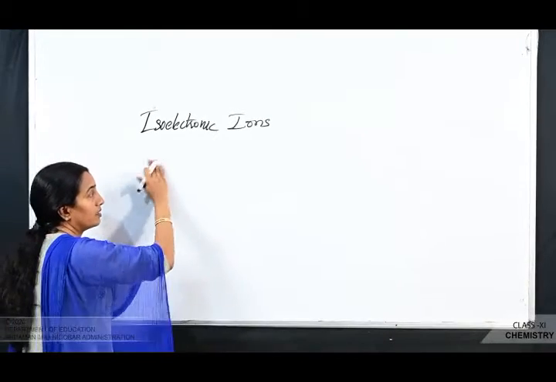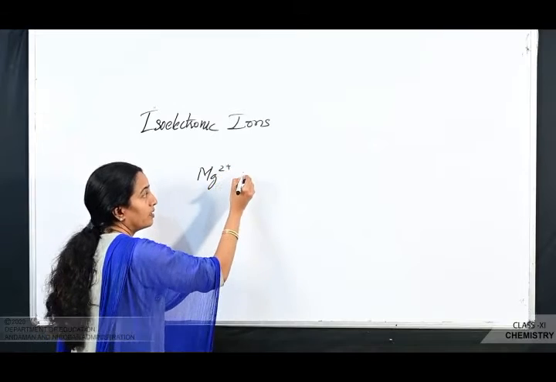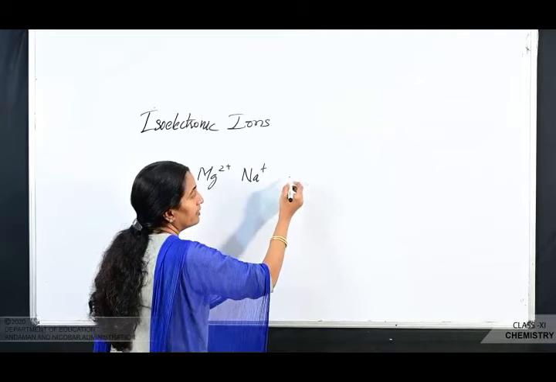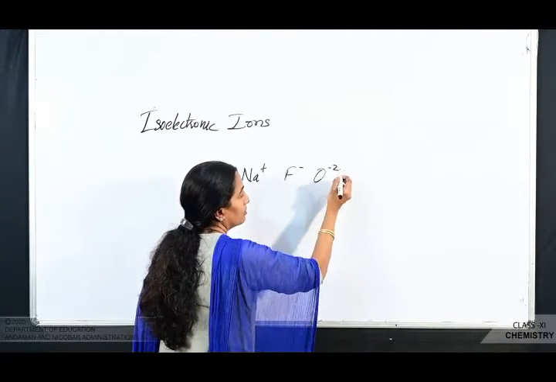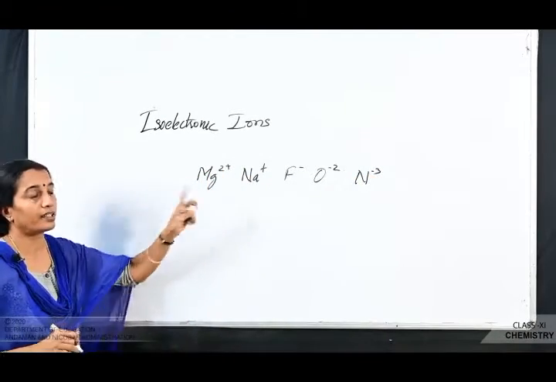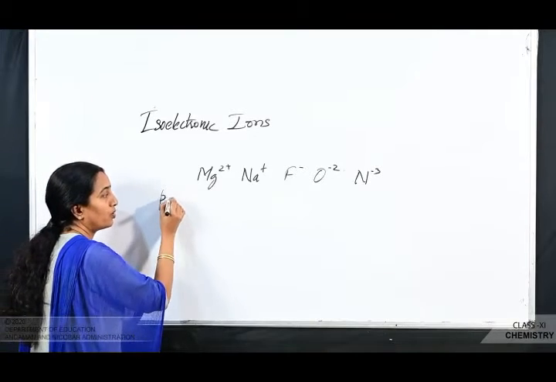What is this? Let me write one example. Mg2+, then comes sodium Na+, then fluoride ion F-, oxide ion, then nitride. Okay, this is the example. अब यहाँ पे देखेंगे प्रोटॉन कितना है. What is the number of protons for magnesium?